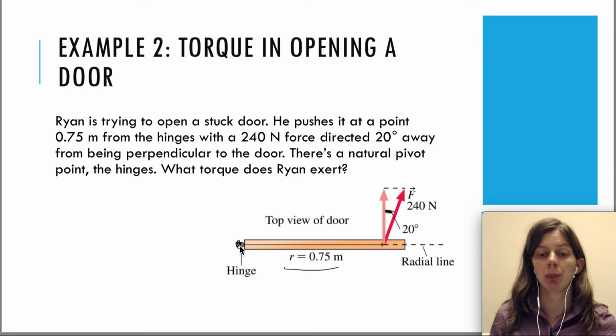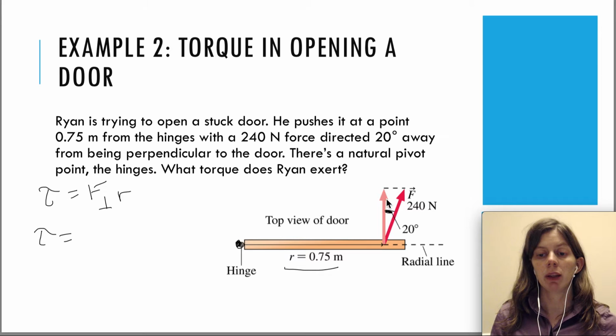You always need to know where your pivot point is when you find torque, because if your pivot point is here, well, then now your distance is much smaller, right? So always have to identify that pivot point. What torque does Ryan exert? So we're going to use our definition of torque, which is F perpendicular R.